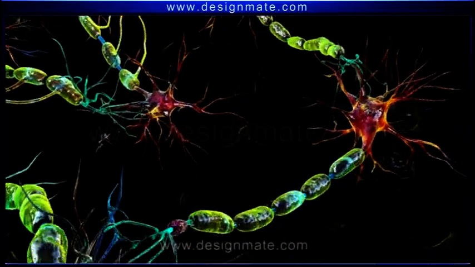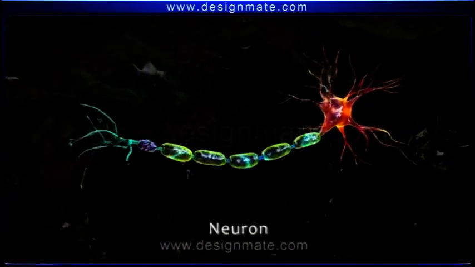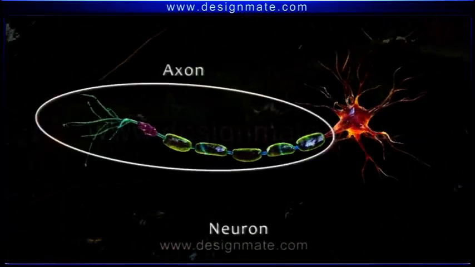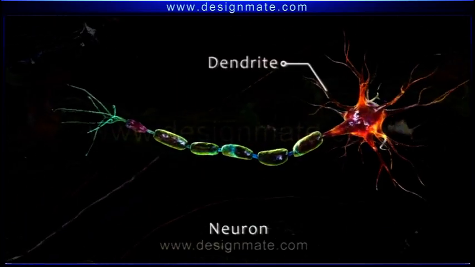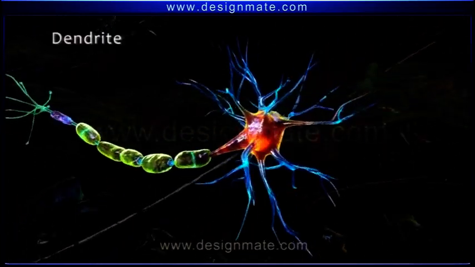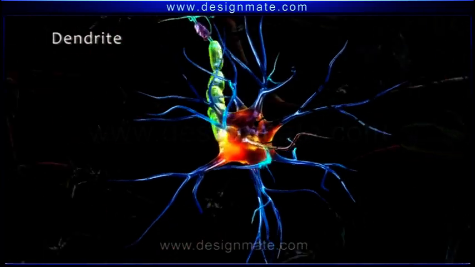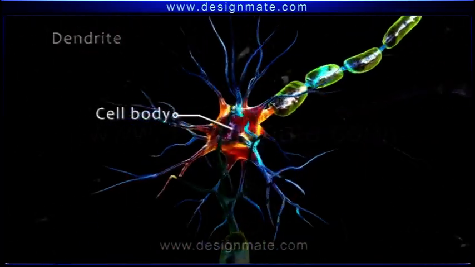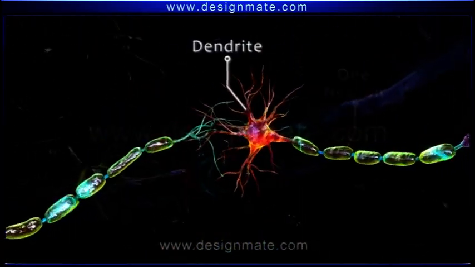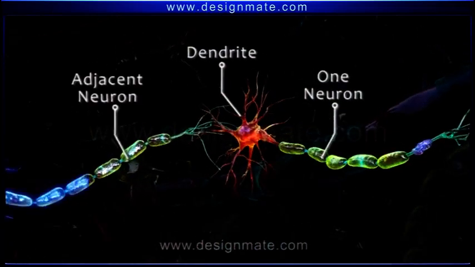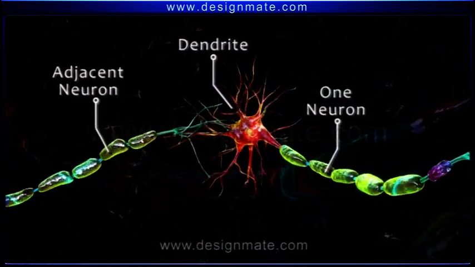Let us now study the structure of a neuron. It has three parts: an axon, a cell body, and dendrites. Dendrites are the short, branched cellular extension of the cell body. They connect the neuron to the other surrounding neurons and receive signals in the form of impulses.